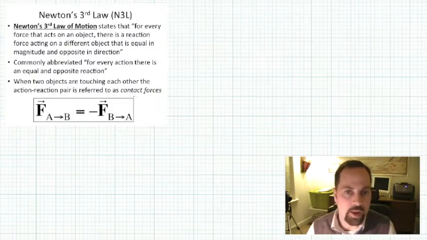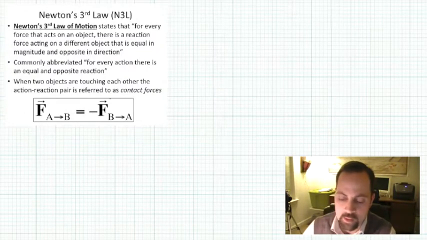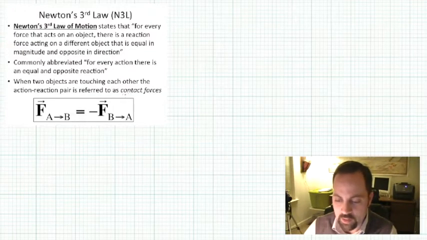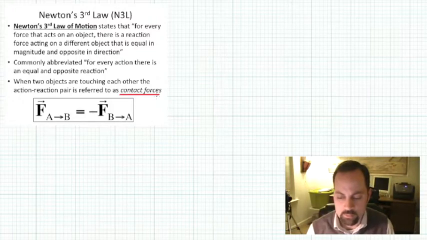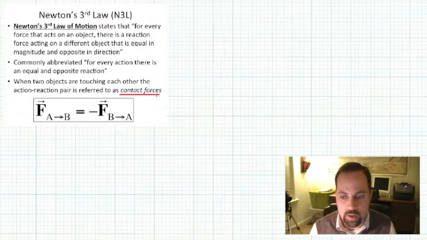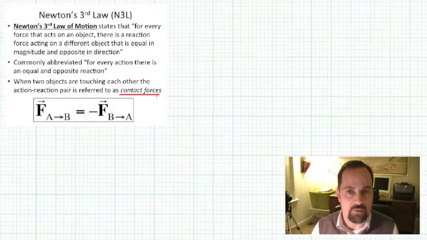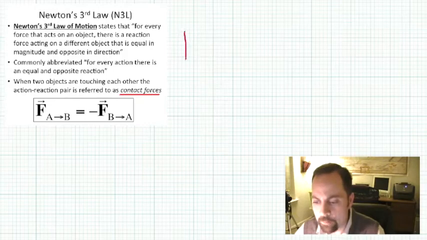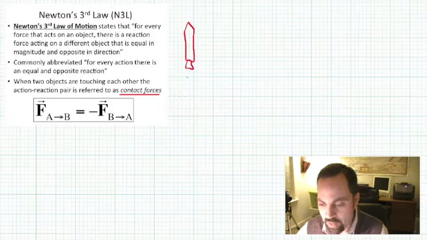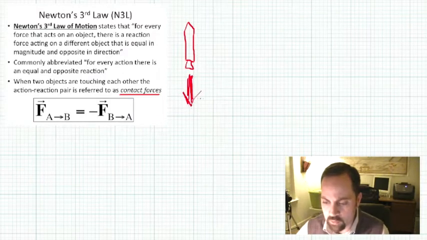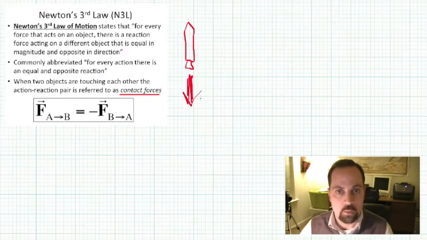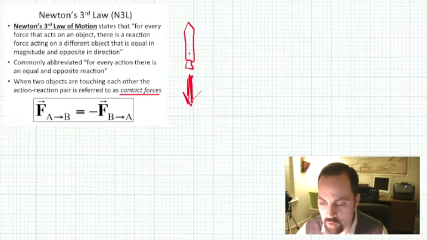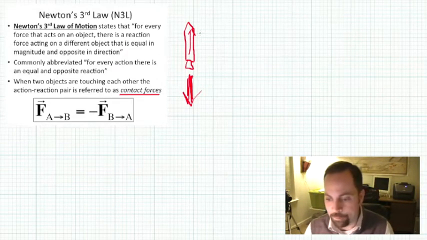But one way we can think of it is as contact forces, and that's the context that we're going to be talking about Newton's third law. Usually, when you think of action-reaction, you think of a rocket ship with a rocket booster, blasting out hot gases in that direction. That's the action, and then the reaction is that the rocket is being pushed forward.